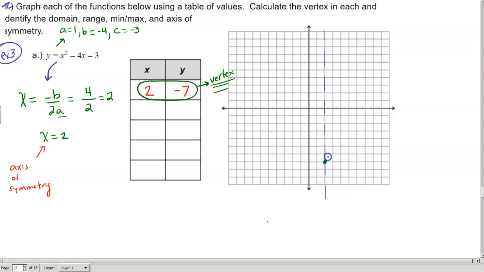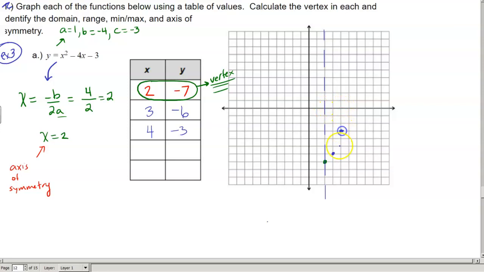So I have 2, and I'm going to work my way out. Maybe I'll try, well, what happens if I plug in 3? So I plug 3 into the same thing, and I have 3 squared minus 4 times 3 minus 3, which is negative 6. So 3 goes to negative 6, that's right here. And then I'll just keep working my way out to get a few more points that are going to allow me to make a smooth curve. So what happens if I plug in 4? Well, 4 squared minus 4 times 4 minus 3 is negative 3. So 4 goes to negative 3.